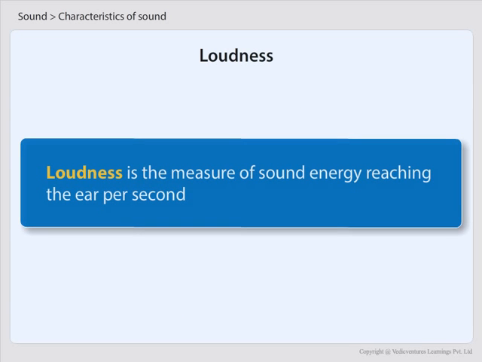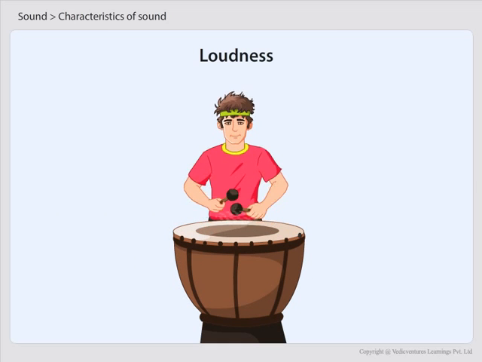Loudness. Loudness is the measure of sound energy reaching the ear per second. Unit of loudness is decibel, dB. Let us understand this by an example. Strike a drum gently. Listen to the sound. Sound produced is soft. Again strike the drum hard. Now the sound produced is loud.